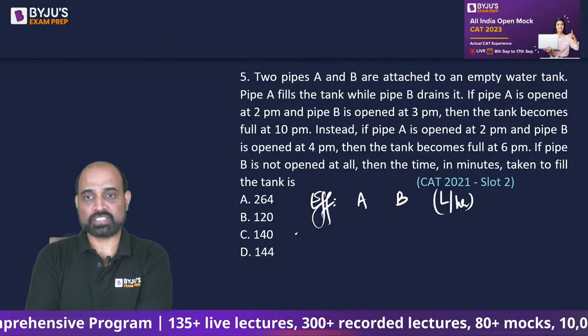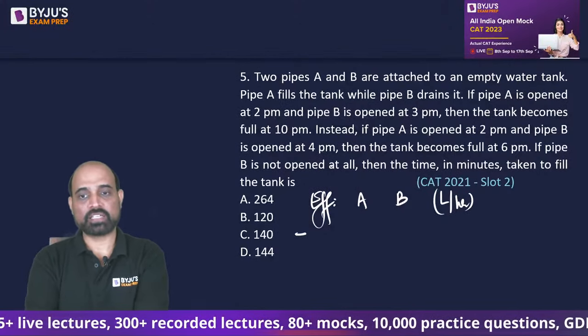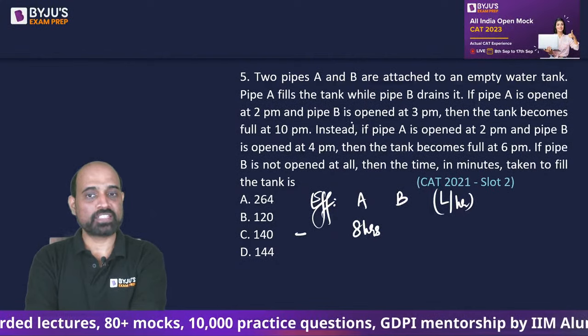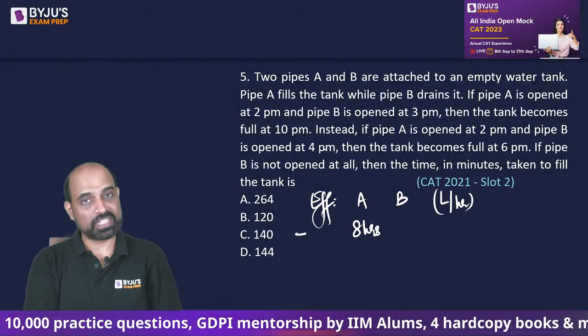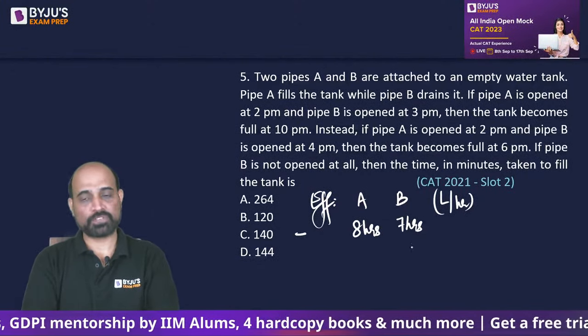So in the first scenario, it says pipe A is open at 2 p.m. और 10 बजे भर जाता है. So can we say it works for 8 hours? And pipe B is open at 3 p.m. and it empties it at 10 p.m. पे. So 7 hours pipe B is working.